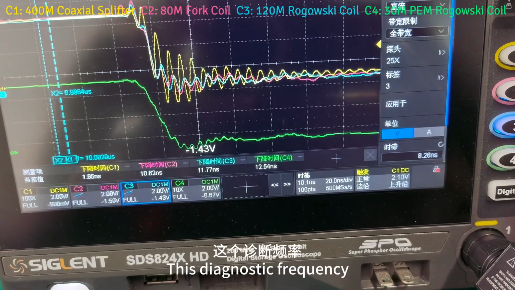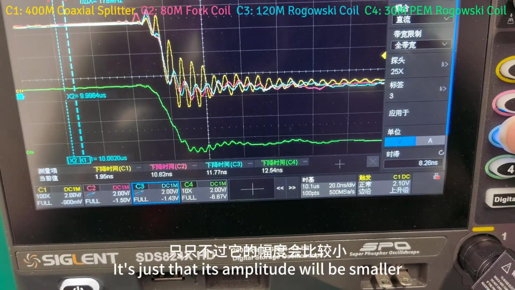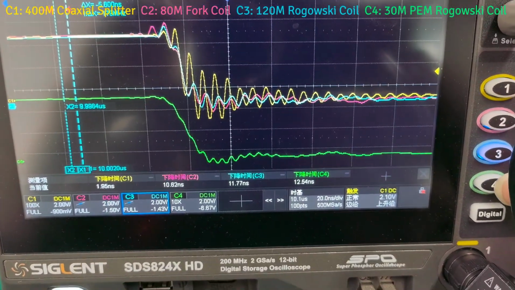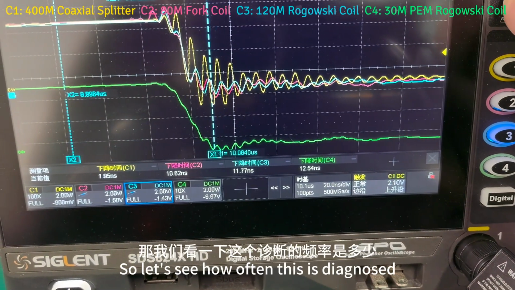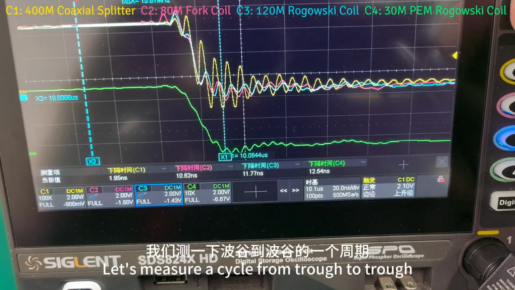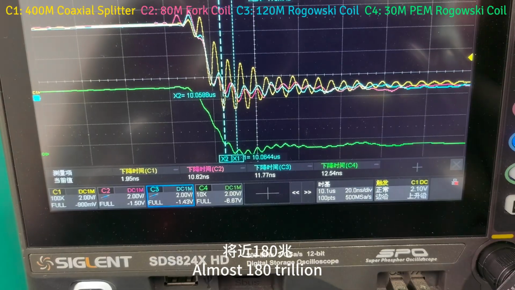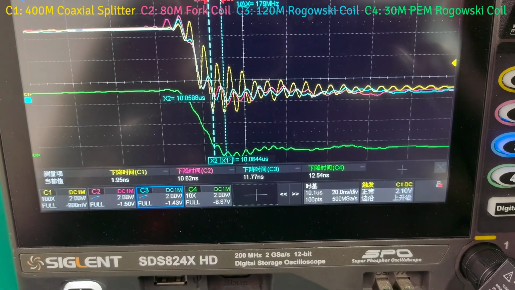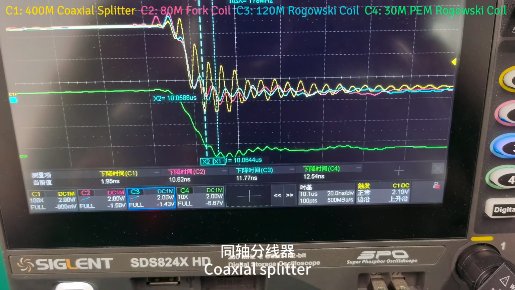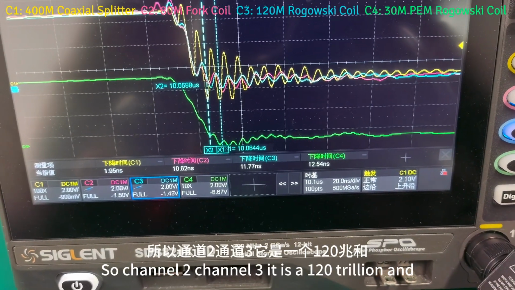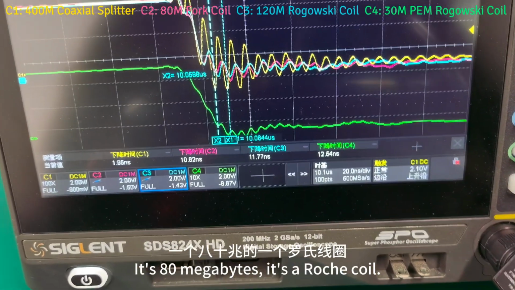Channel 2 and channel 3 actually have this oscillation as well, it's just that its amplitude is smaller. But channel 4, basically you can't see it. So let's see what frequency this oscillation is. Let's measure a cycle from trough to trough. Almost 180 MHz, because channel 1 is the 400 MHz coaxial shunt. Channel 2 and channel 3 are 120 MHz and 80 MHz, which are Rogowski coils.